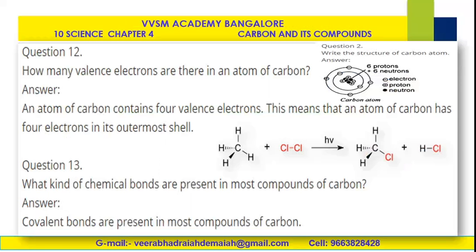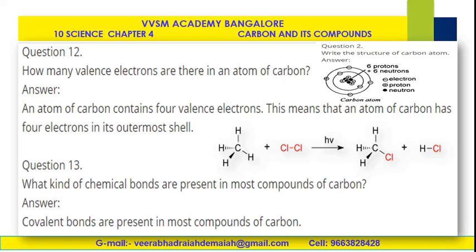How many valence electrons are there in an atom of carbon? You know, my dear friends, there are 4 electrons in the outermost orbital. Those outer electrons are called valence electrons, and hence the tetravalency of carbon is established. An atom of carbon contains 4 valence electrons. This means that an atom of carbon has 4 electrons in its outermost shell and hence the valency of carbon is 4. Hence the substitution reaction occurs in organic chemistry.